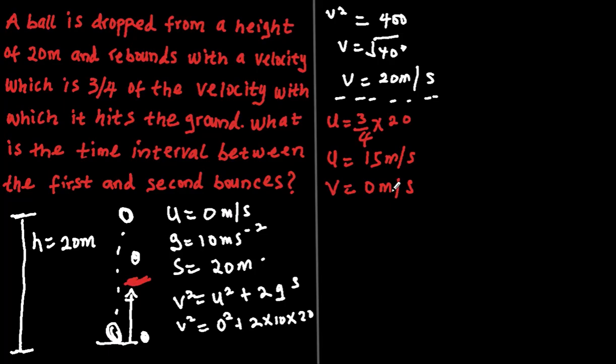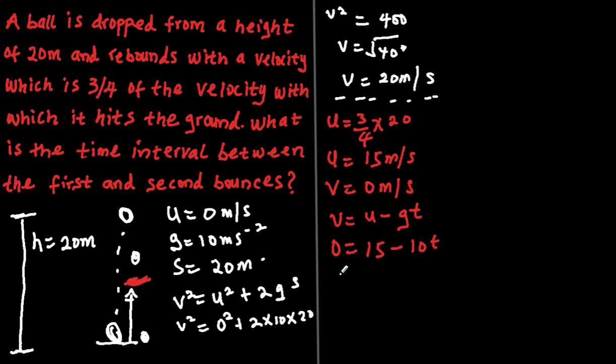So we can calculate the time taken for it to get to that maximum height. After this first bounce going upward, let's find the time it takes to get to that maximum height. So we say v equals u minus gt. We are using minus now because the object is going upward. At maximum height, v is equal to 0. So this is 0 equals its takeoff velocity, 15, minus 10t.